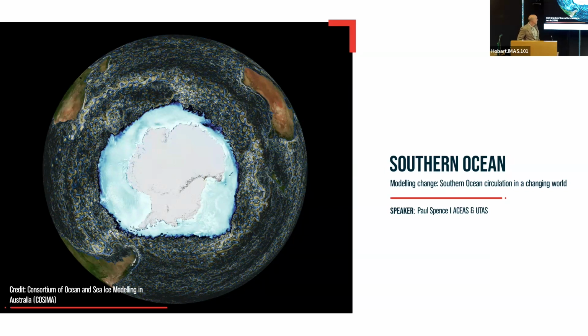And one of the reasons I love ocean modeling so much is that we can make really pretty pictures like this one here. That was created by our newest generation of ocean sea ice model in Australia, created here by the Consortium of Ocean and Sea Ice Modeling in Australia, which is a uniquely powerful community that we're very proud of. And just take a second here to look at the setup.